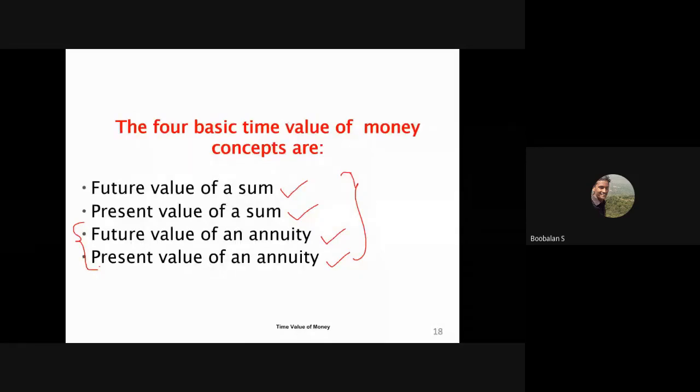Here also, annuity in the sense, right? Annually we have 12 months, so you could have your own option. Monthly I'm going to invest, or quarterly once I'm going to invest, or half yearly investing. We'll have a number of things, right? So many.